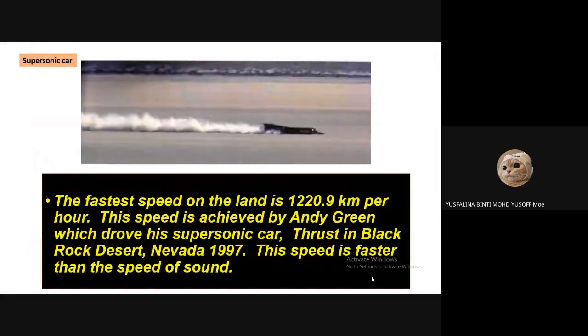Alright, so this is a supersonic car. The fastest speed on land is 1220.9 kilometer per hour. This speed was achieved by Andy Green, who drove his supersonic car, Thrust SSC, in the Black Rock Desert, Nevada, in 1997. This speed is faster than the speed of sound, which is actually 340 m/s. Sound is only 340. This is only for your knowledge.